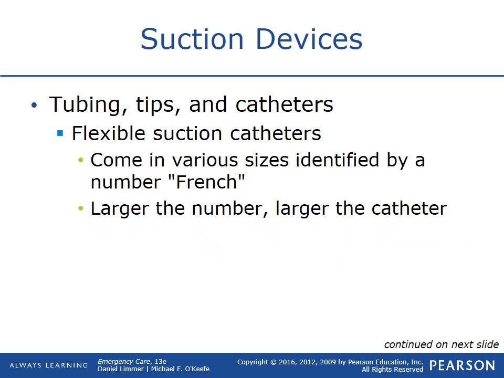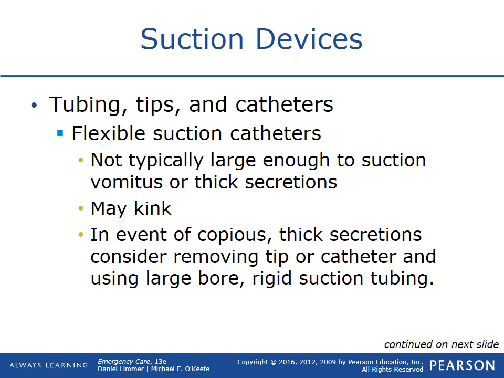They come in various sizes, and they're usually sized by French: 26 French, 14 French, 7 French. The larger the number, the larger the catheter size. They're not typically large enough to suction a lot of thick vomit or thick secretions, and sometimes there are problems with them kinking. If there's a lot of thick secretions and a lot of vomiting, you might remove the tip or catheter and use a large bore rigid suction tubing.